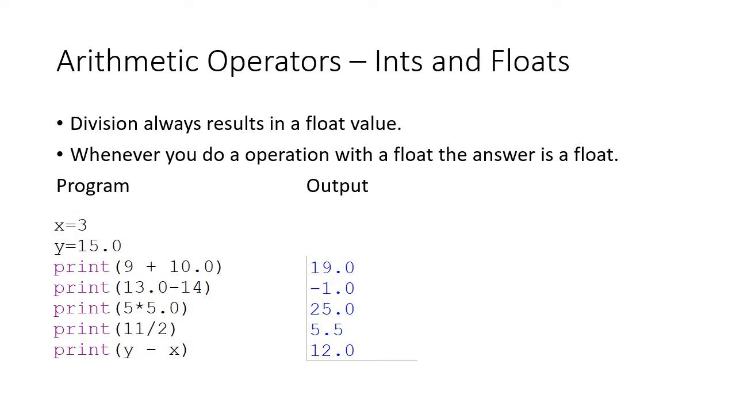So as I said, division always results in a float value, and whenever you do an operation with a float number, the answer is a float number. So you're always going to have a decimal after it if any of the things in the mathematical equation have a decimal in them. So for example, 9 plus 10.0 returns 19.0. 13.0 minus 4 returns 9.0. 5 times 5.0 returns 25.0. 11 divided by 2 returns 5.5. So again, that's always going to be a float with division. And if we had y as a variable of 15.0, instead of just 15, it's going to return 12.0. So even if you have a variable there, if the variable is a float, your answer is going to be a float as well.